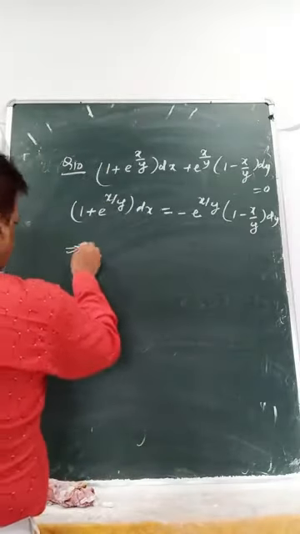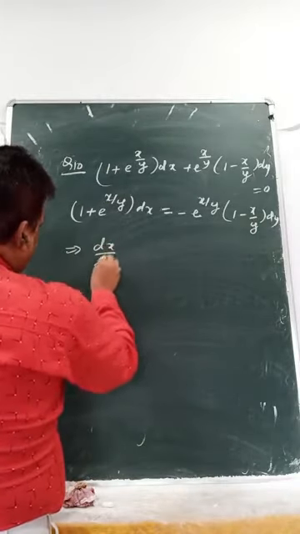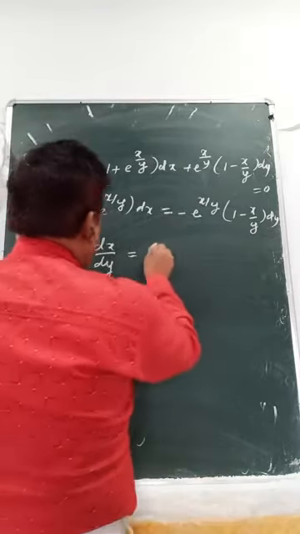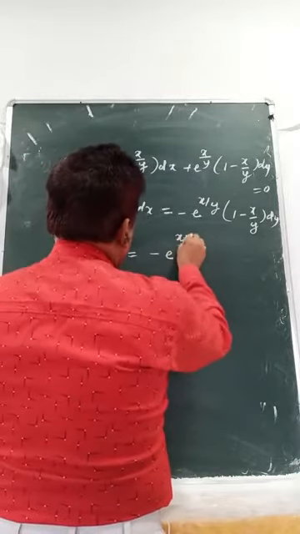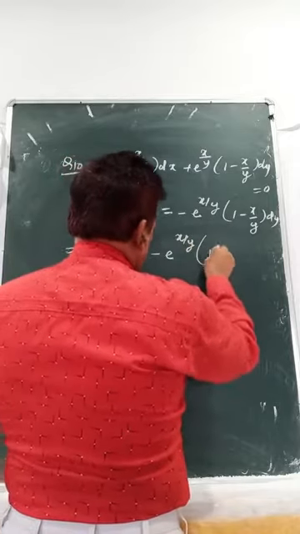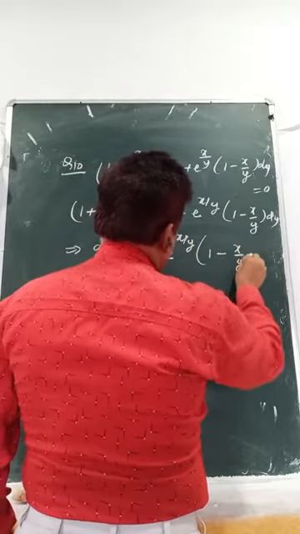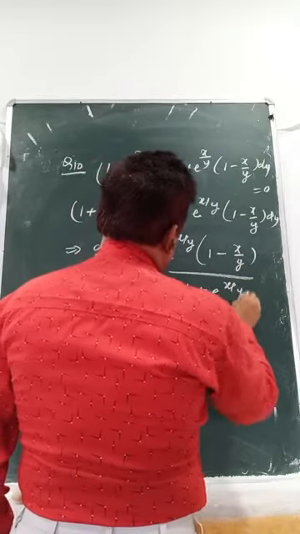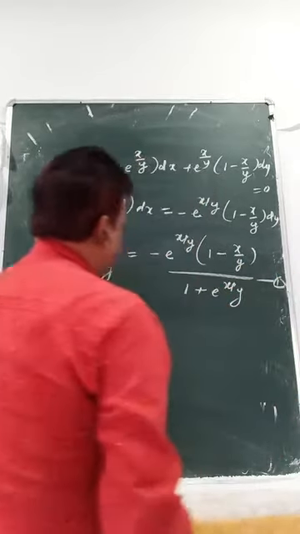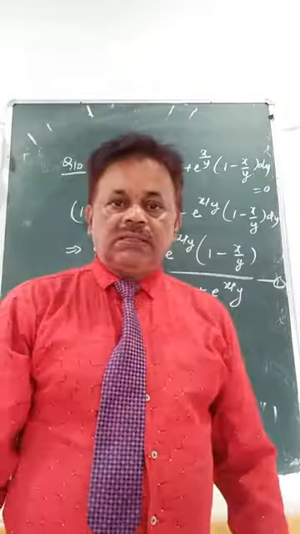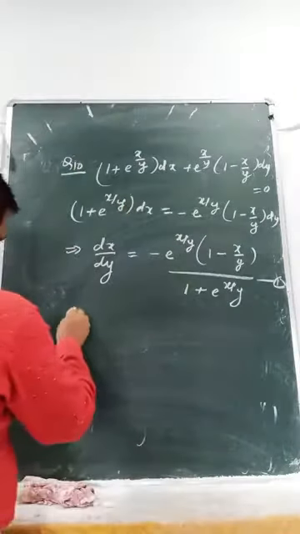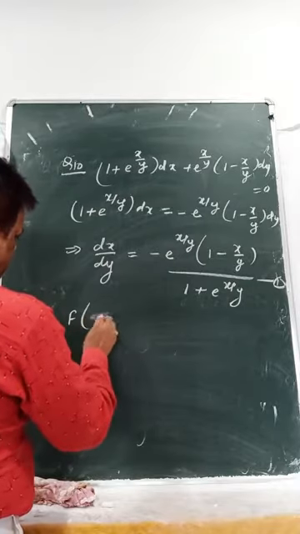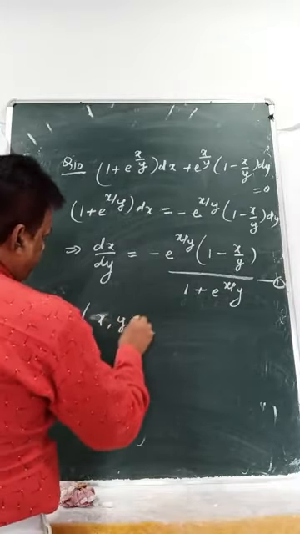So dx by dy will be minus e to the power x by y (1 minus x by y) by (1 plus e to the power x by y). This is your equation number 1. If you want to prove it is homogeneous, what you have to do? F of lambda x. This is your f(x,y).